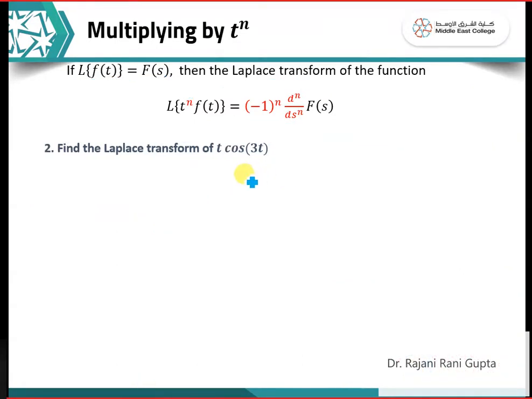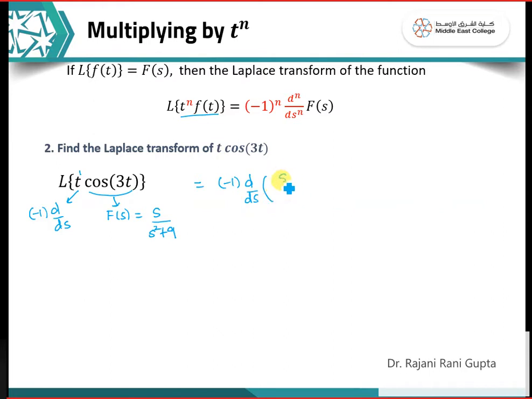When we take the next example, we have to find the Laplace transform of t cos of 3t. Again this rule is working with it. t power 1 means n is 1, so it stands for minus 1 d by ds. Cos of 3t gives you F of s, which is s over s square plus 3 square, which is 9. Substitute it in the formula: minus 1 d by ds of s over s square plus 9.